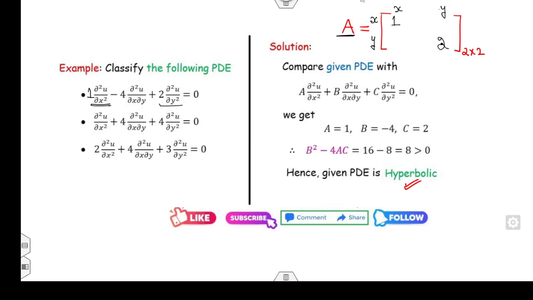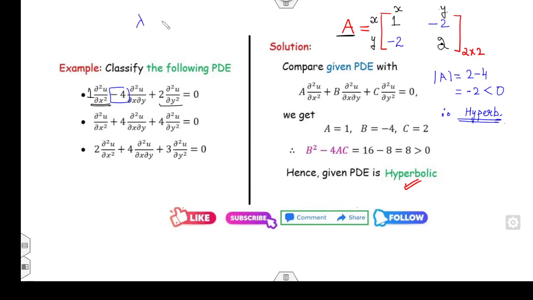Because the matrix is symmetric, what is the coefficient of x and y? Minus 4. So I take half of the minus 4, minus 2 on the two sides. What is the determinant? 2 minus 4, which is less than 0. And whenever the determinant is less than 0, you can say your given partial differential equation is hyperbolic. So by using the second method, again you will get the same result.